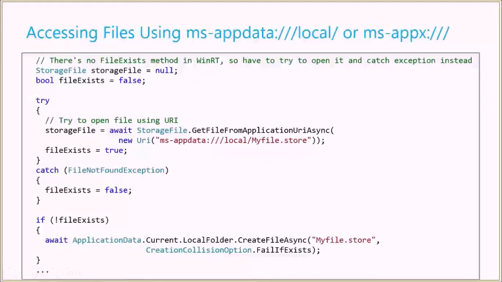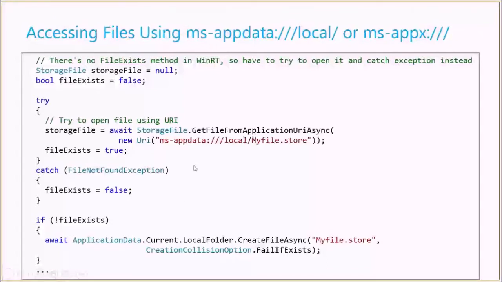So there's no FileExists method in WinRT, so we have to try. As an alternative to using the current folder, the local folder that we've created in the past couple of slides, you can use StorageFile.GetFileFromApplicationUriAsync, and then you put the URI instead. The reason we're putting that between a try and catch is that there is no FileExists in the WinRT APIs, so we have to try to open it and catch any exception if there's any problem with getting the file or trying to open that file. So that's why we're putting that between a try and catch.